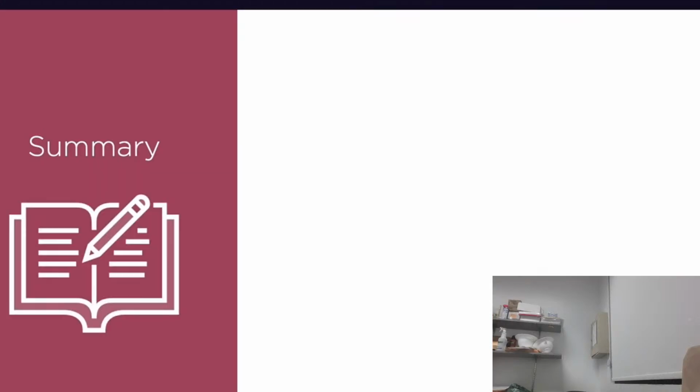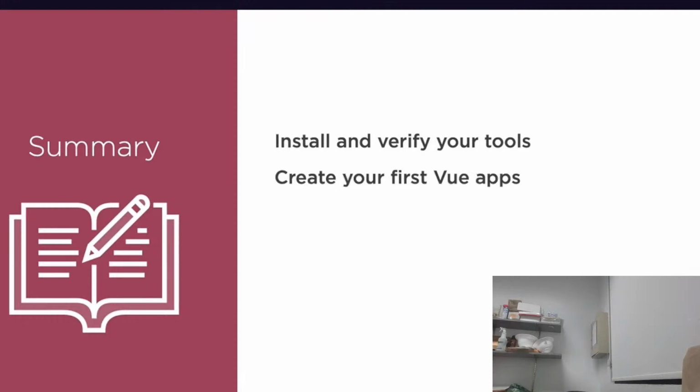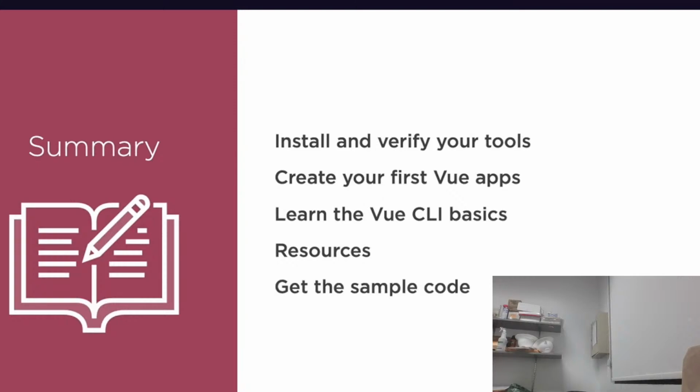Well, now let's reflect on what we've done throughout this module. At this point, you've installed and verified all of your tools, and you've created your first 2 Vue apps. The first one was a simple Vue app off of the CDN, and the second one was with the Vue CLI. And we learned how to run commands like npm run serve to run our Vue applications using the CLI. We learned about our GitHub resources and a bunch of tooling that we can use for VS Code. And of course, we got the sample code. Well, now you've got everything that you need to proceed with the course. In our next chapter, we'll learn about data binding.